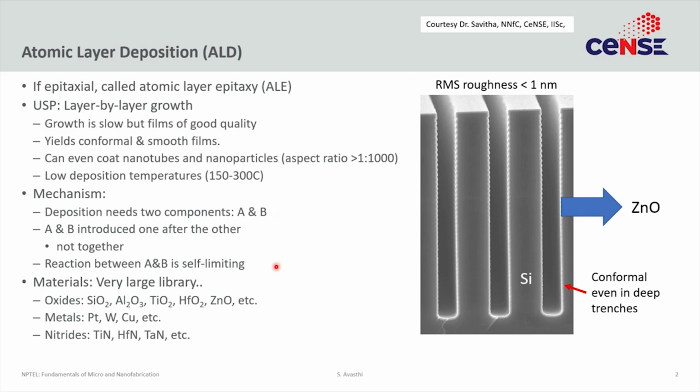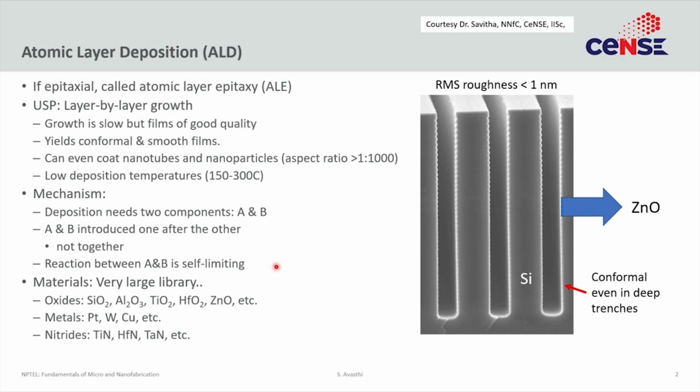What sort of materials can we deposit using ALD? Well, the library is very, very large. You can deposit oxides, which is the most popular use of ALD: aluminum oxide, titanium dioxide, zinc oxide, hafnium oxide, silicon dioxide, etc. Increasingly, these processes are even becoming mass manufacturable. They are not just research and development anymore.